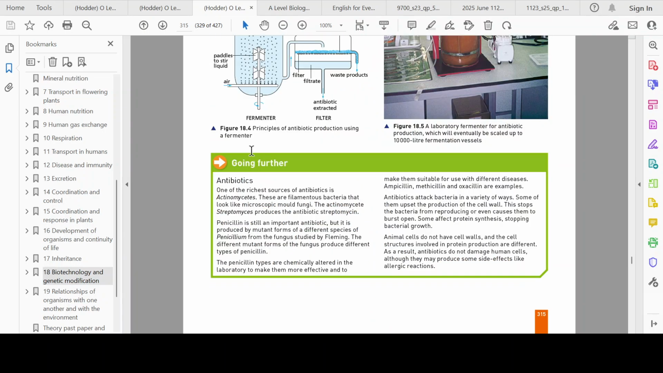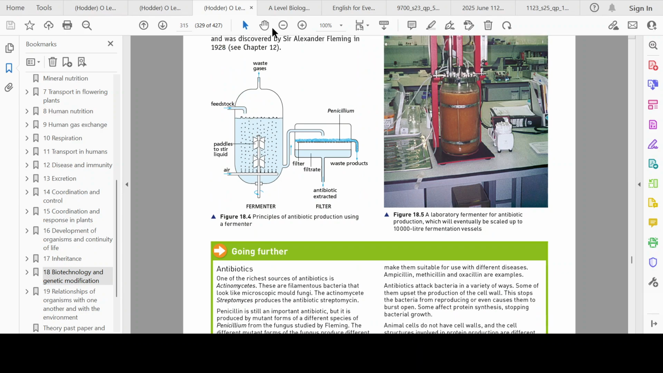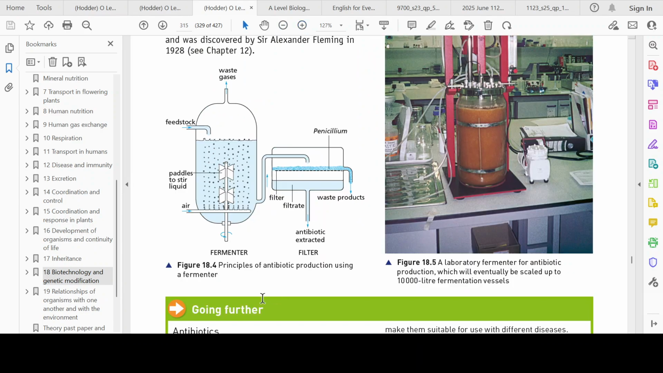So they have an illustration, I believe, over here. So this is how it works, right? You have the main nutrient stock. You're putting in more feed stock. You've got the microorganism in here. You're pumping in air through it. The paddles stir the liquid to evenly distribute the feedstock and the microorganisms and the air, right?